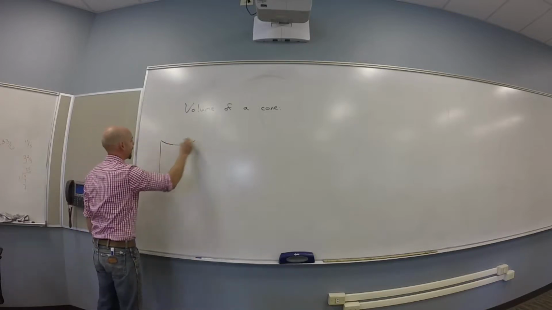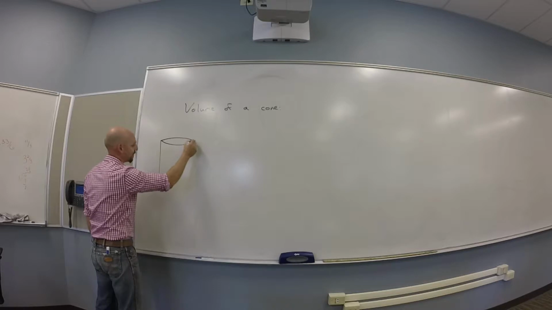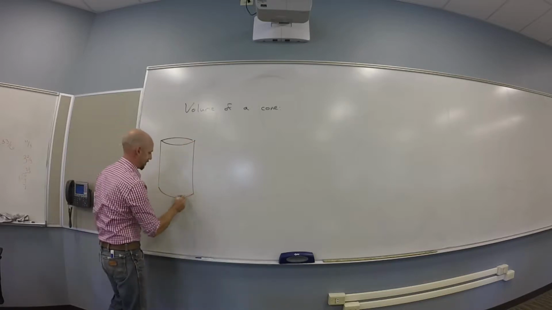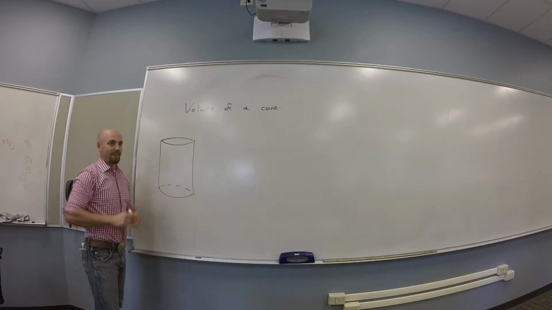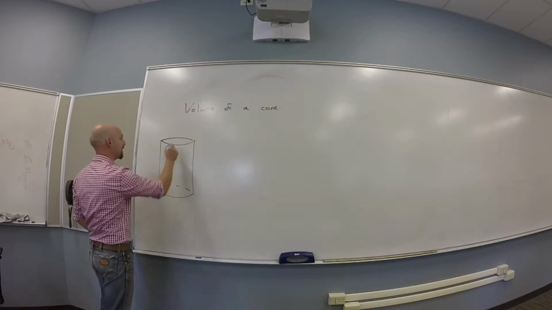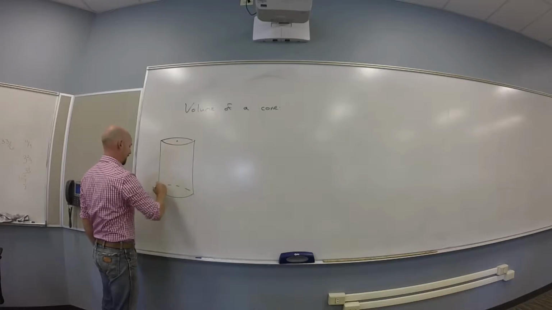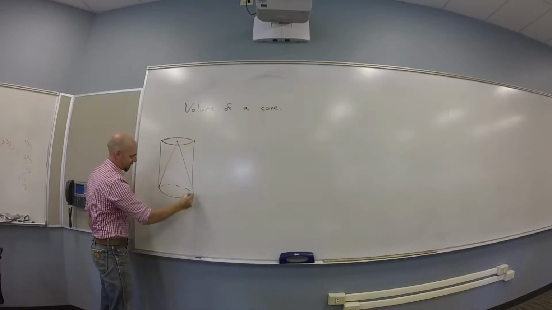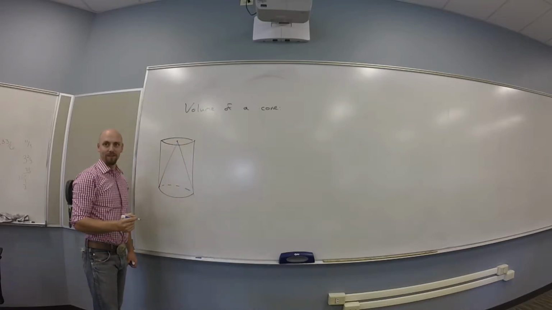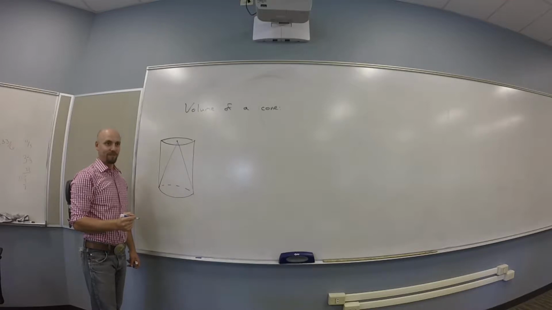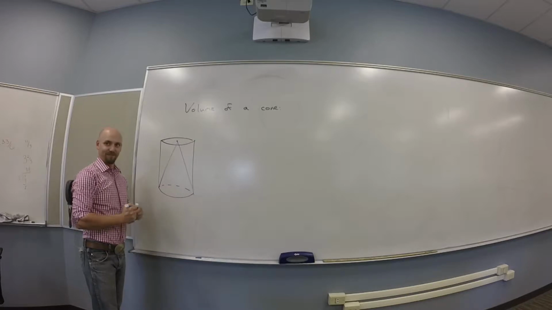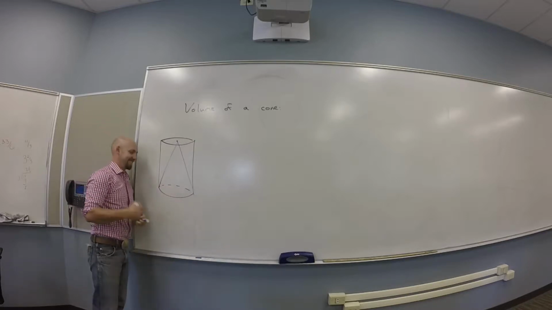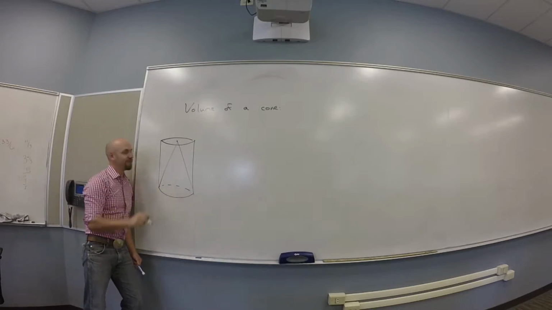So, here's a cylinder, right? And if I put a cone in this cylinder, I want to go like this, right? Cone, cylinder. You all are familiar with this? It's a dunce cap, right? Okay. So, what are the two things that are important about the cone?